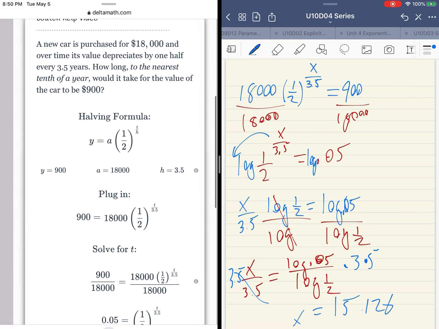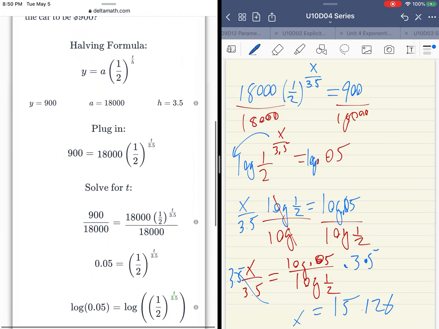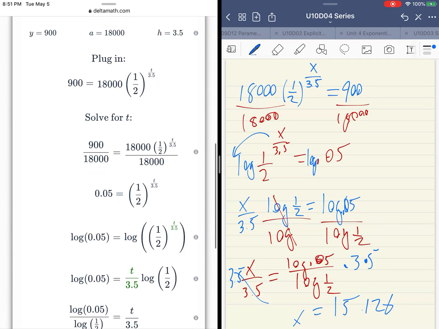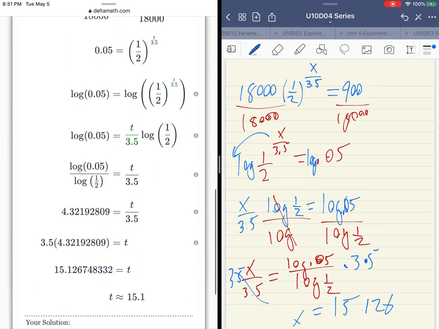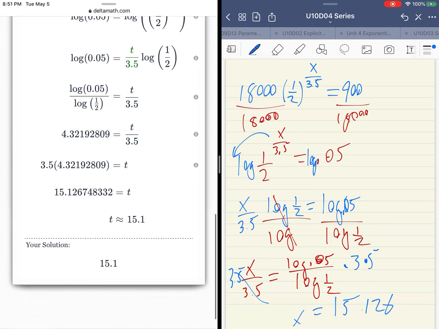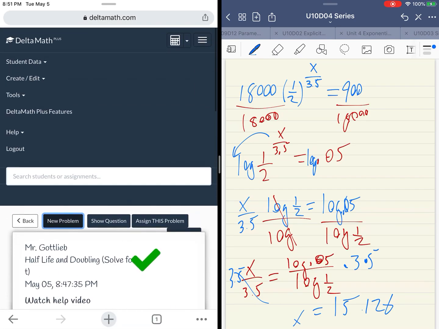All right, so let's see if they did it. This is mostly like this. They divided by the 18,000, and then they did a log on both sides. They brought down the t over 3.5, I wrote x. They divided the log 1/2 to the other side, and then they multiplied the other side by 3.5. So same exact thing.